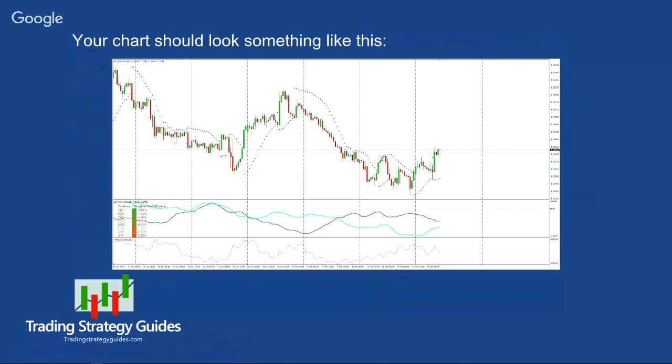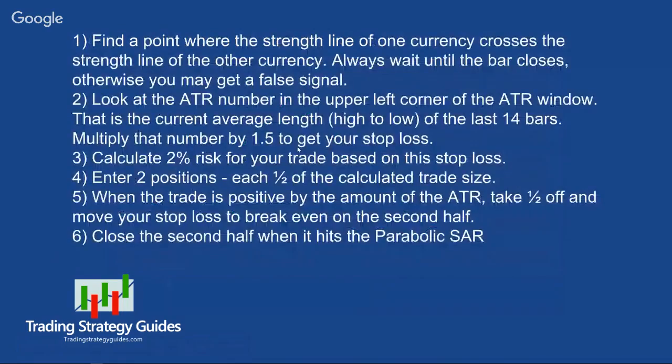Okay, those are the rules. Again, you're looking for the cross of the currency strength line. You're going to take the ATR. 1.5 times the ATR is going to be your stop loss. You'll calculate a 2% risk for your trade based on that stop loss. You'll enter 2 positions, each half of that trade size. And then when it's positive, you'll close one of them for profit.